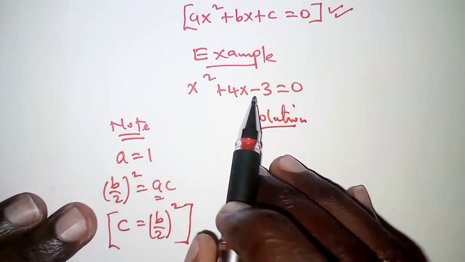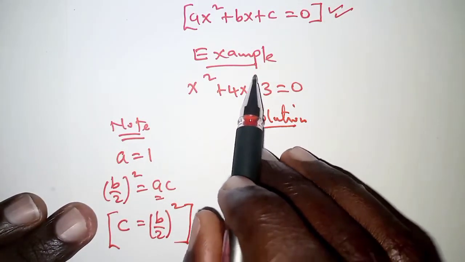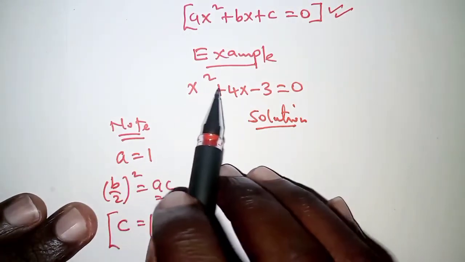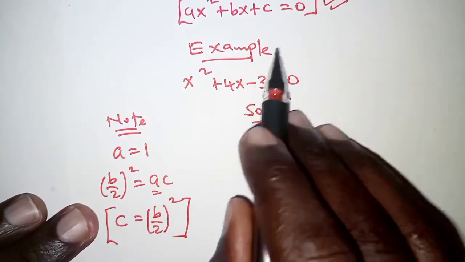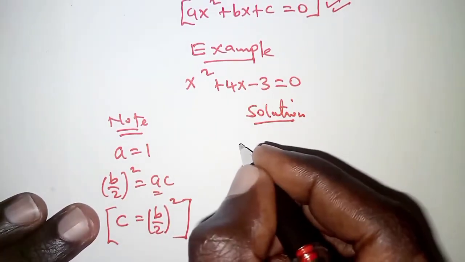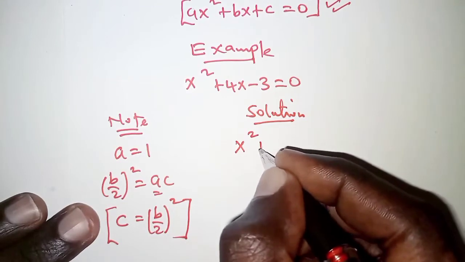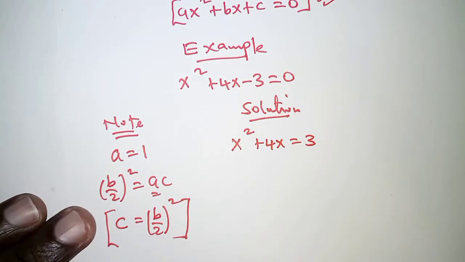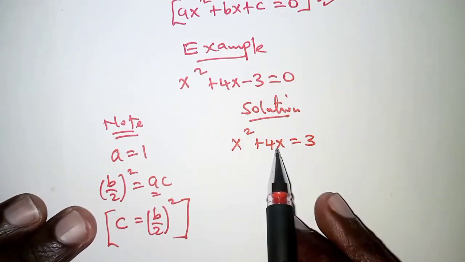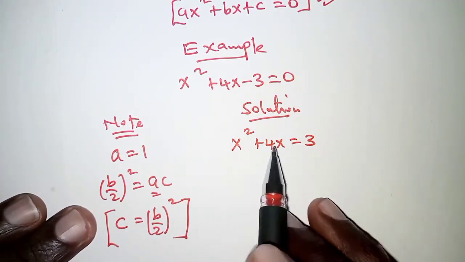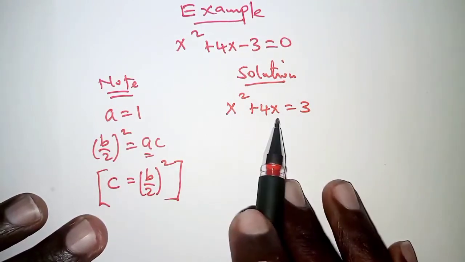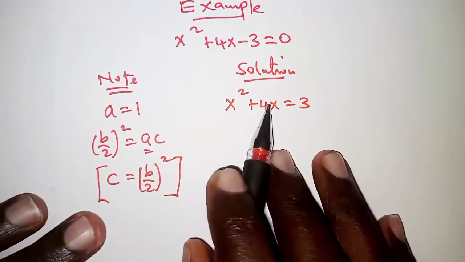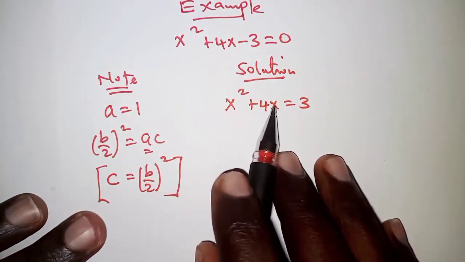Now, the first step is to take negative 3 to the right hand side. Already the coefficient of x squared is 1, that we've taken note of. So negative 3 is taken to the right hand side, so that we have x squared plus 4x is equal to 3. Once we have done that, we complete the square on the left hand side. That is, in the expression on the left hand side we have ax squared plus bx, and the constant term c is missing, so that is what we look for.